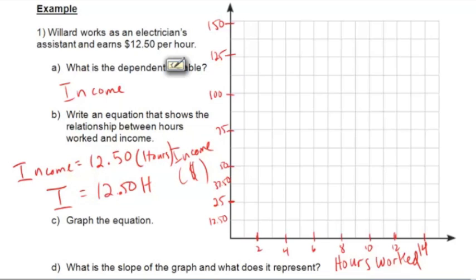If we were to graph this equation, this would be at 1 hour. At 1 hour, he will have made $12.50. At 2 hours, he will have made another $12.50, or a total of $25. At 3 hours, $37.50, and so on. Let's see if I can draw a straight line. This thing will go on forever. We can put some other points in here. If he works for 10 hours, then he's going to make $125.